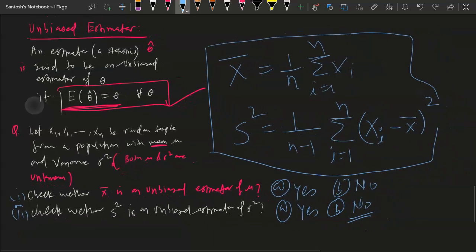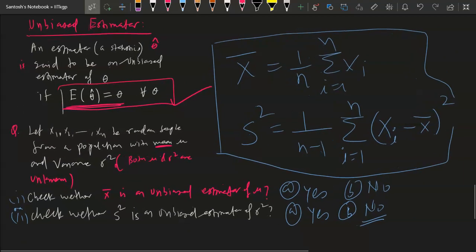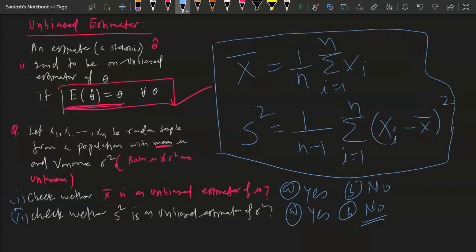In an exam, if it is unbiased they may ask you to prove it, or if it is not, prove that it is not. But this time I think you don't have a subjective exam, so it's okay. Please try and tell me whether x bar is an unbiased estimator of mu, yes or no.